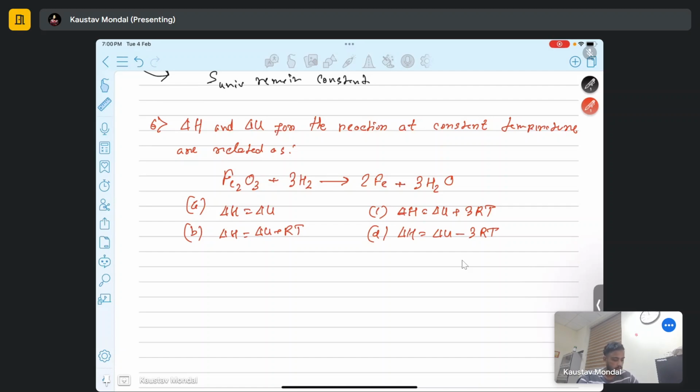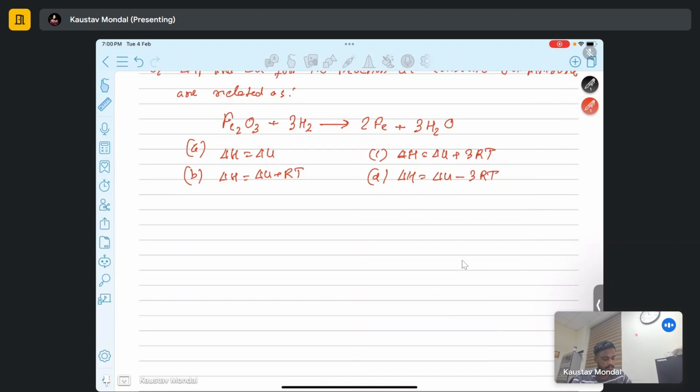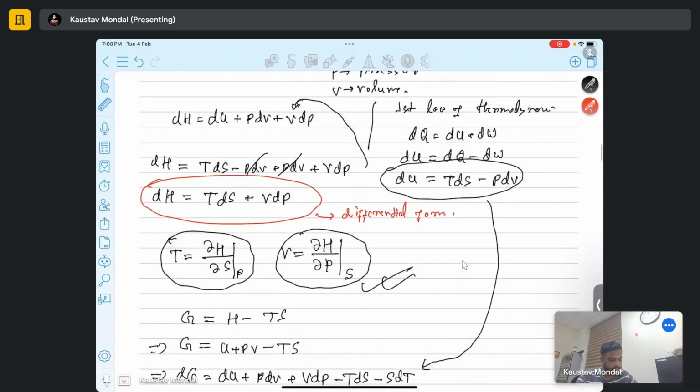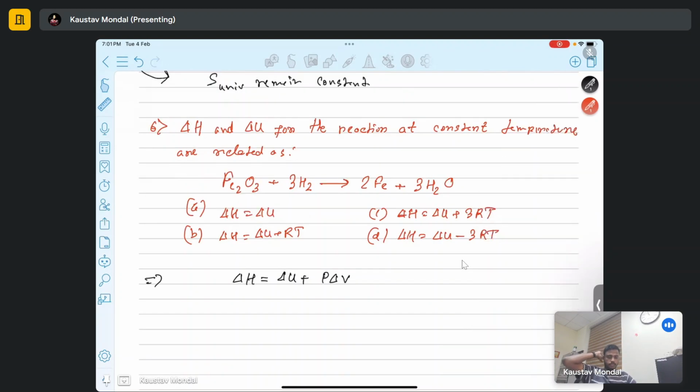So what you have to do now is first write the expression of enthalpy in differential form. We have already done that in a previous problem, this is the same thing. Now we write this for this problem also. Instead of dH, I will write delta H. Delta H equals delta U plus P delta V.